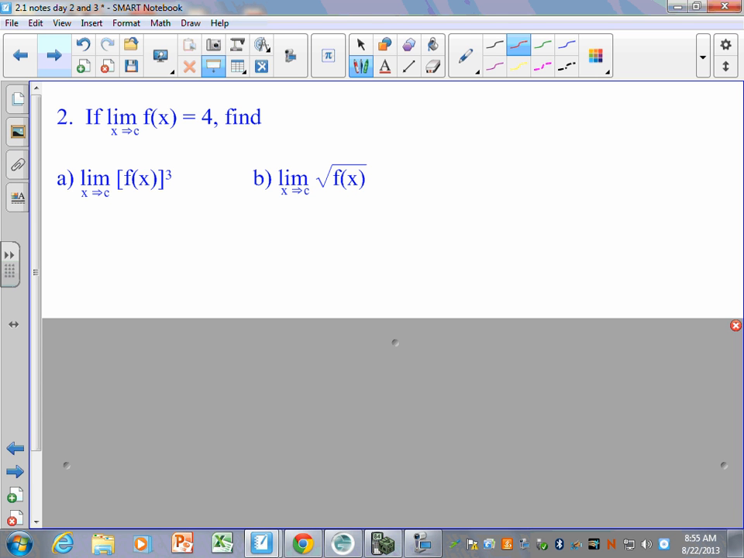So I'm just going to replace the function with what the limit equals, right? So that's just the same as saying 4 to the third, and 4 to the third is 64, not 12.